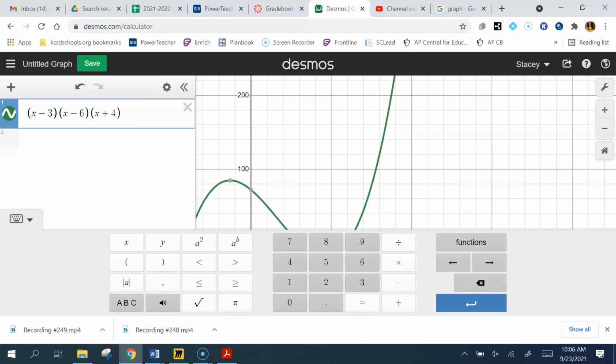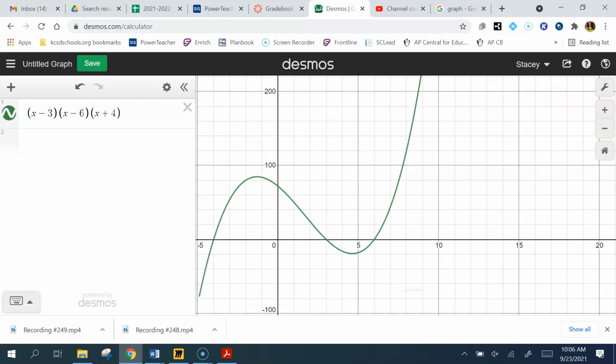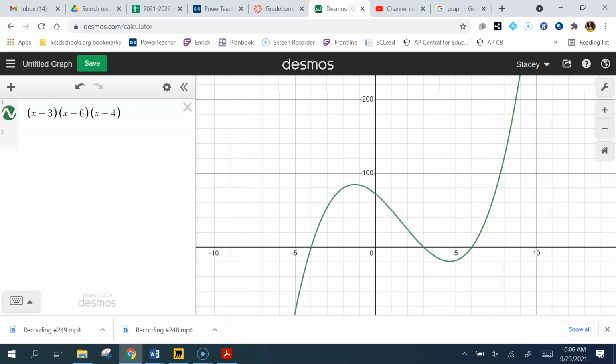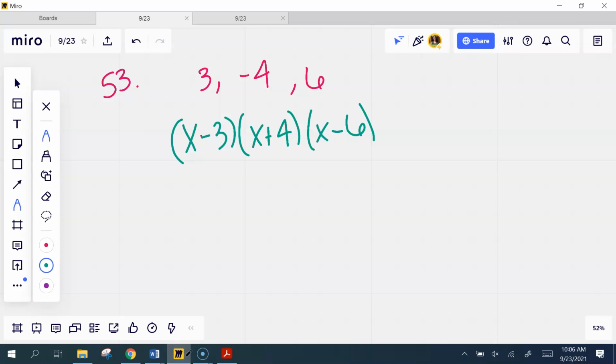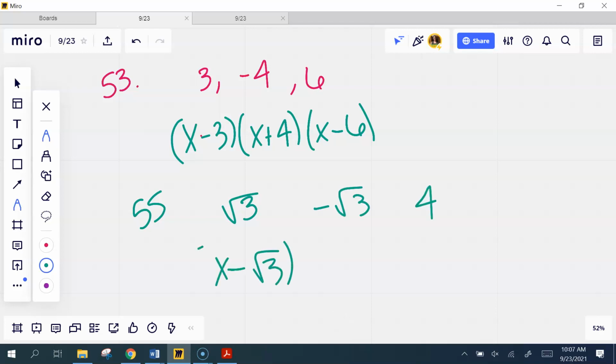Thank you. And if you look at the graph, it does cross at -4, 3, and 6. And then you said 55. It's the same thing. It doesn't matter that it's square root. It would still be x minus root 3, x plus root 3, x minus 4.